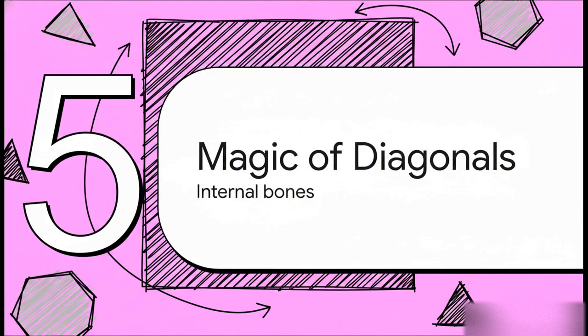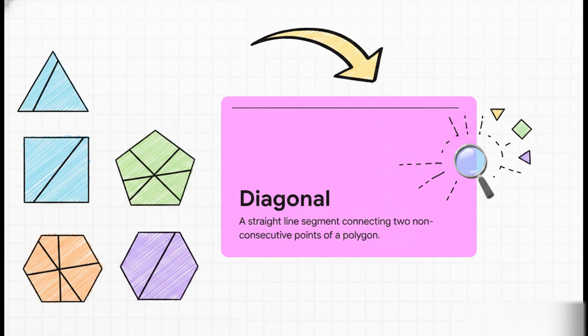Section 5. The magic of diagonals. But wait, the story doesn't end at the perimeter. Let's shift our focus to the hidden, internal bones of these shapes, because this is where the real magic happens inside the family tree. First, let's define our terms. What exactly is a diagonal? It is simply a straight line segment connecting any 2 non-consecutive points of a polygon. Basically, it's a line that jumps straight across the shape's interior space, completely skipping over the immediate neighbor point to connect to one further away.